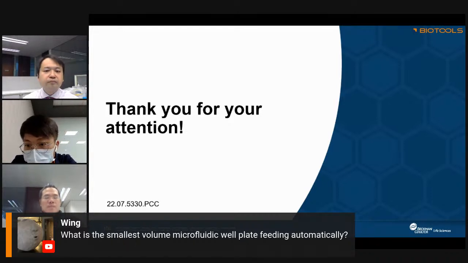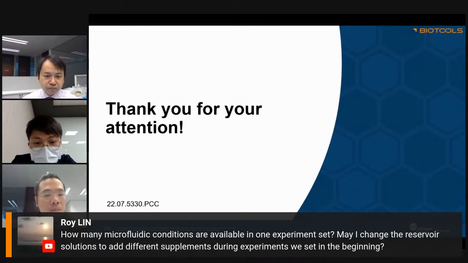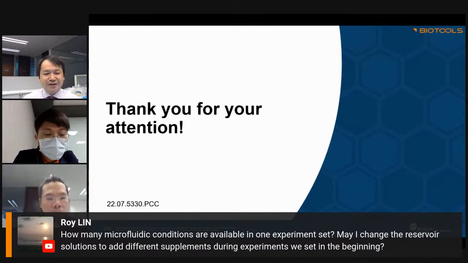There's a question about how many microfluidic conditions are available in one experiment. May I change the reservoir solution to add different supplements during the experiment we set in the beginning? Okay, so for the microfluidic conditions, just like we said, we are using the well plate with only 2 reservoir wells, and the other 4 can be set independently. Generally speaking, you have 32 different types of measurements in one well plate.